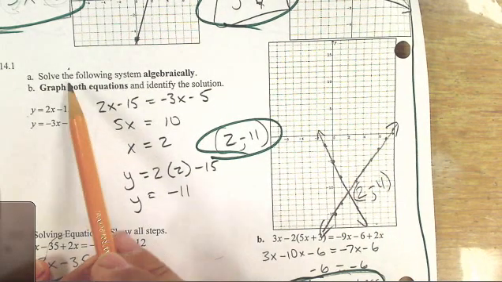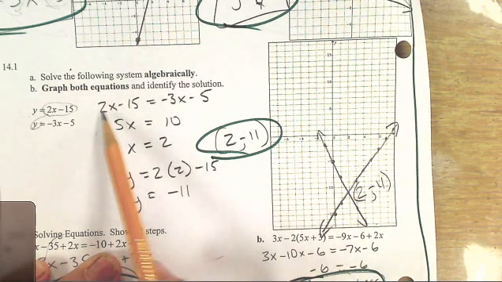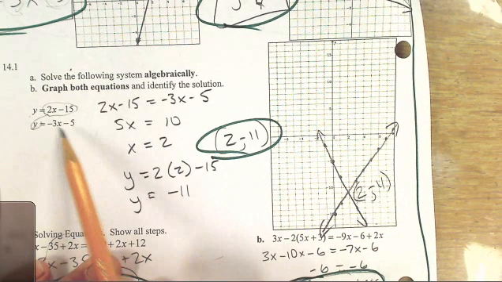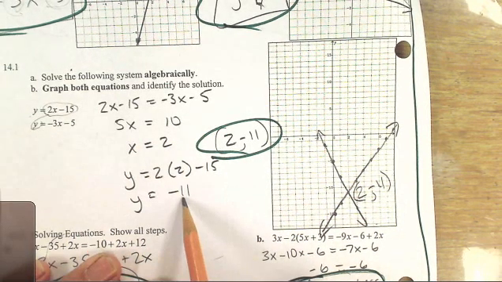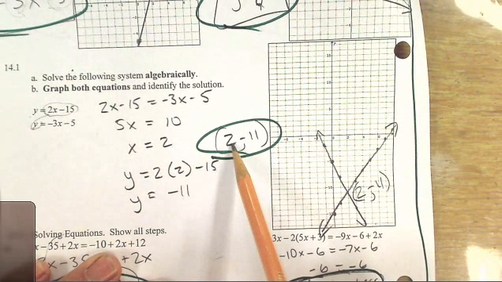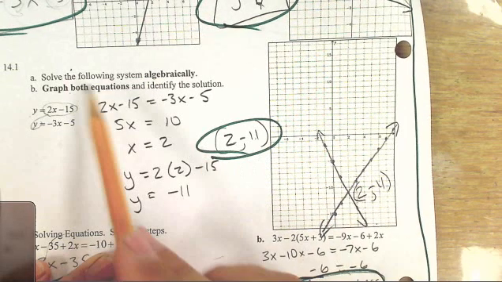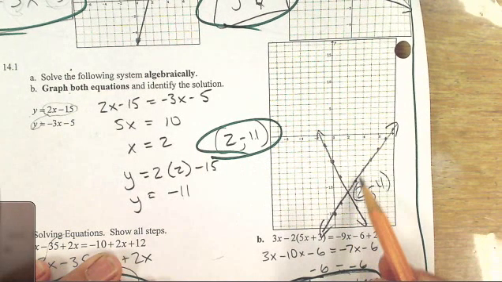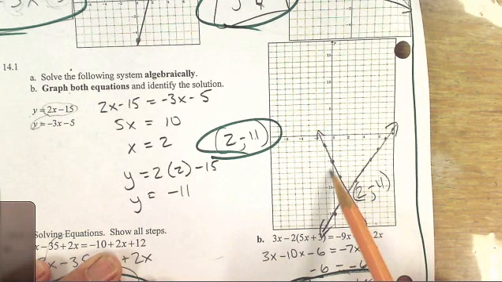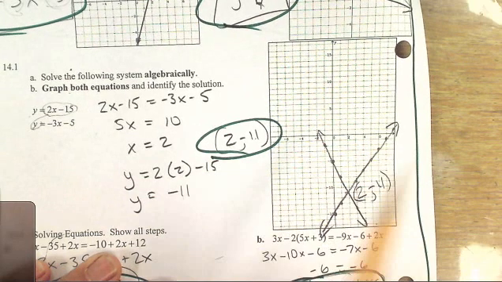So I'm finding where they're the same, so I'm plugging this in right here. That's how I got this guy. Solve it, you get x equals 2. Plug it back in, and you find y is -11. So the point where those two lines should intersect is 2, -11. When I graph both of them, y-intercept's -15, slope is 2. Y-intercept's -3, or -5, and the slope is -3. They intersect right here at the 2, -11.